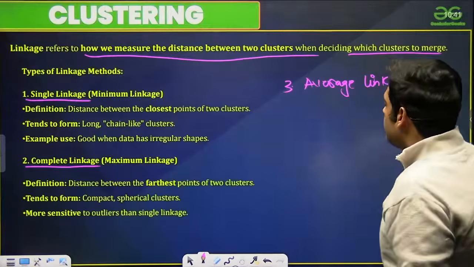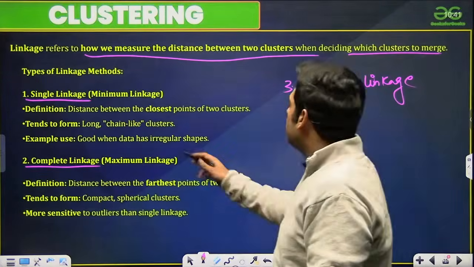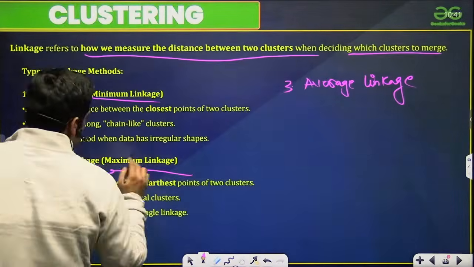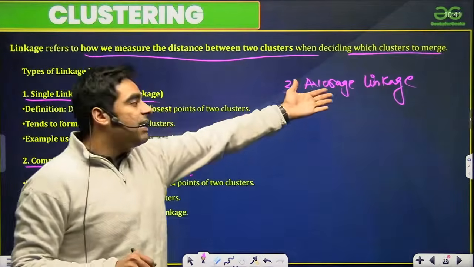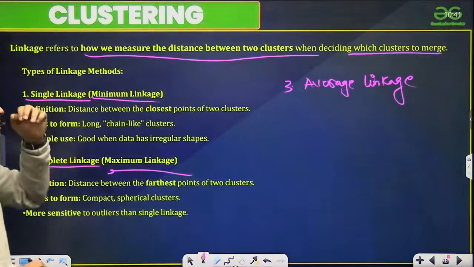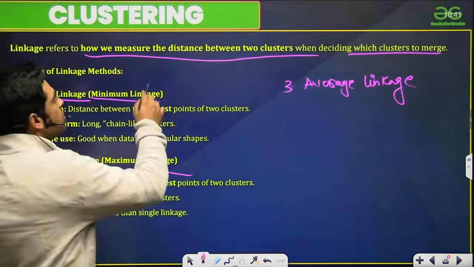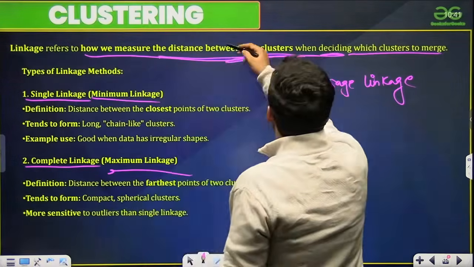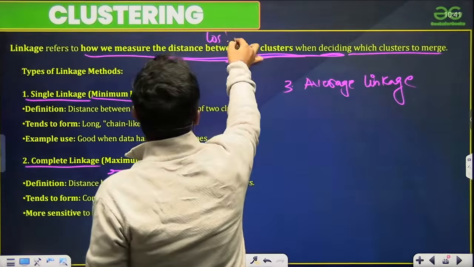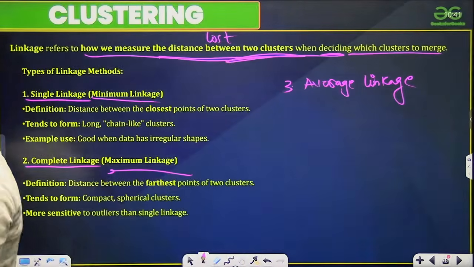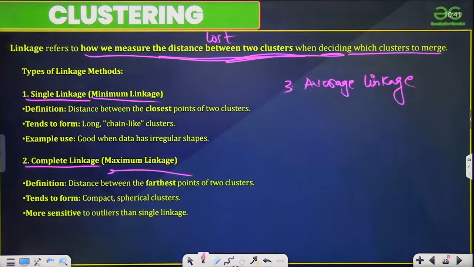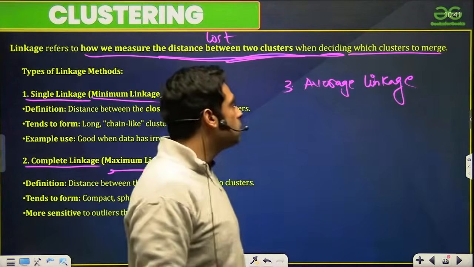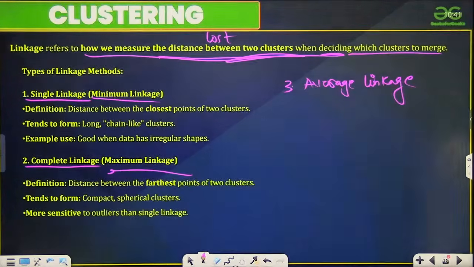Those are single linkage, which is known as minimum linkage, then complete linkage, which is also known as maximum linkage, and the next one is average linkage. Linkage basically measures the distance between two clusters. And what is the distance between two clusters? That means cost. It tells us how we should measure the cost between any two elements or any two clusters. That is the major work of linkage.